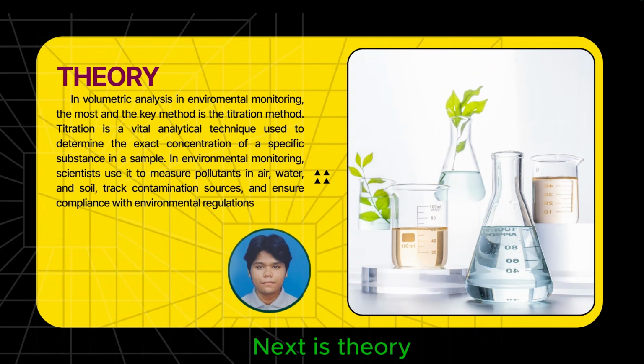Next is theory. In volumetric analysis and environmental monitoring, the most key method is the titration method. Titration is a vital analytical technique used to determine the exact concentration of a specific substance in a sample. In environmental monitoring, scientists use it to measure pollutants in air, water, and soil, to track the contamination process and ensure compliance with environmental regulation.